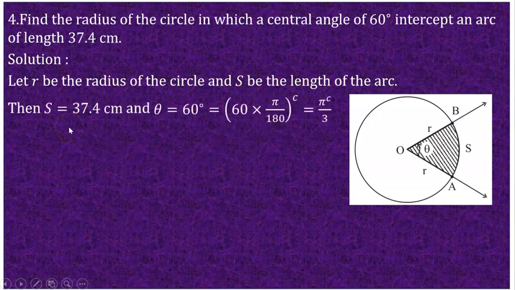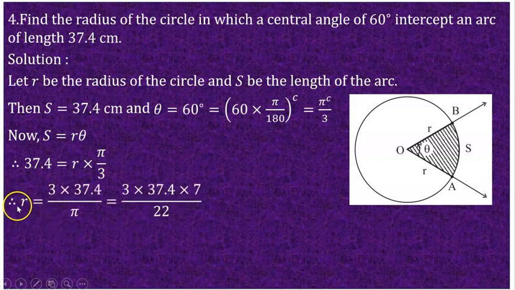S is equal to, we have given the length of the arc, S is equal to 37.4 centimeter, theta is equal to 60 degree. Convert to its radian by multiplying pi upon 180, then you will get here pi by 3 radian. Now S is equal to R theta, substitute the value of S, 37.4 is equal to R into pi by 3, and after simplification you will get here R is equal to 3 into 37.4 upon pi.